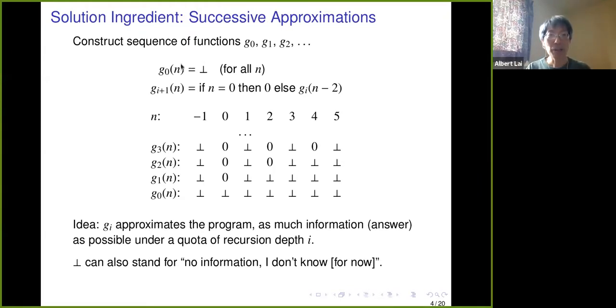The second thing, now that we are allowed to declare that a function given an input can map a perfectly valid number to the undefined symbol, bottom. If you allow that, then we are going to construct a sequence of functions G0, G1, G2, which will be approximations of the ideal piece of code. The first function in the sequence is very boring. It maps every input to bottom. The other functions in the sequence are going to build upon one another. I will be defining g of i plus 1 in terms of g of i.